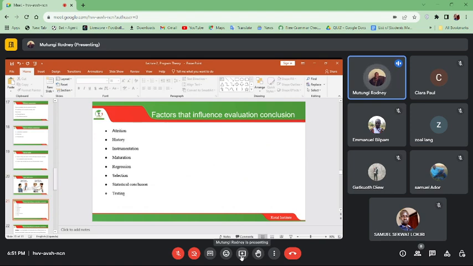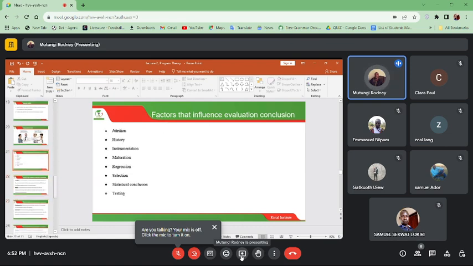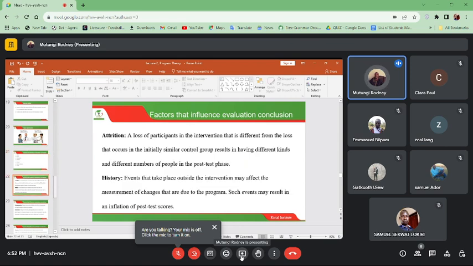So the factors that influence evaluation conclusion. Yes, now you have done the evaluation. So how do you conclude, and what are you going to say was the effect of the program? Okay, so a lot of factors can affect this conclusion, or your evaluation conclusion, and they include attrition, history, and the others. So we are going to look at each of them.